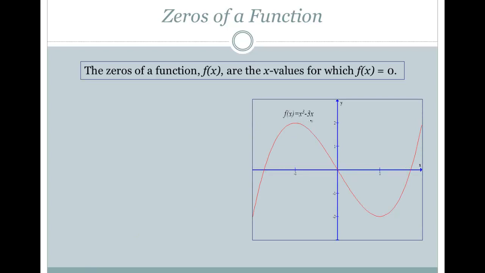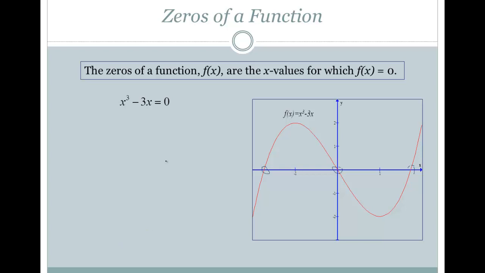Here's my function, x cubed minus 3x. If I want to find the zeros of this function, I simply set that equal to 0. I want to solve this equation, x cubed minus 3x is equal to 0. I should say I have three zeros. One's going to be right there, one should be at the origin, and another one's going to be over there.